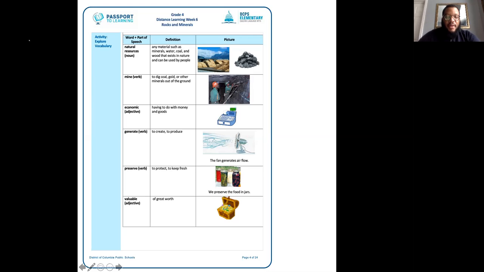All right, our next vocabulary word is the word generate, another verb. To generate something means to create or to produce something. For example, the fan generates airflow. It creates that. Okay. The next word is preserve. Can you guys say that? Good. Preserve is another verb. It's another action word, which means to protect or to keep fresh. So for example, we preserve the food in jars. Very good. Have your parents ever told you to put the lid back on something so you can preserve it so it doesn't go bad? You want to keep it fresh.